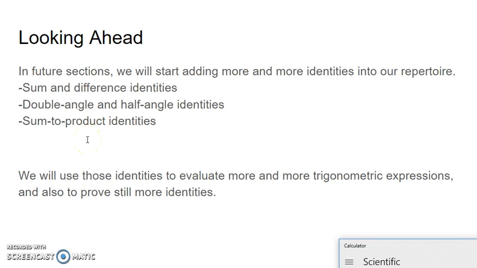And lastly, I just want to tell you what's going to come down the road now. Now that we're able to show when expressions can be simplified into maybe producing identities of our own, or when we have equalities and equations, which I can then show to be identities or not, what we're going to do now is start building on our knowledge. We're going to add more and more identities into the mix, and we're going to use those identities to maybe evaluate more complicated trig expressions, and also prove still more identities.